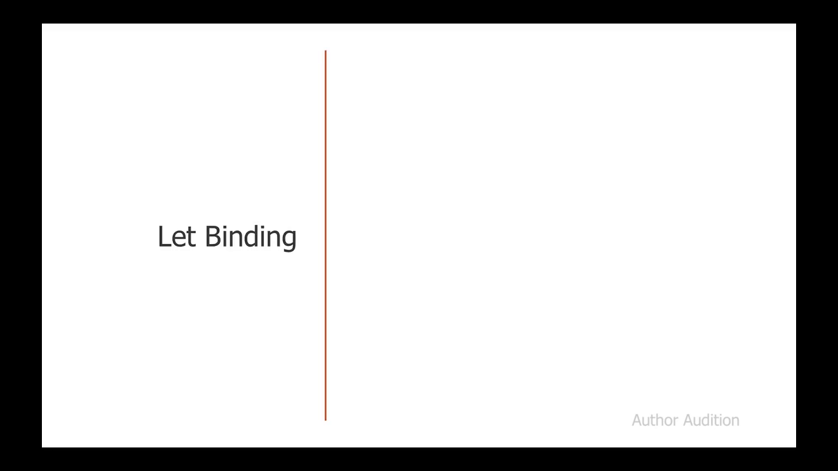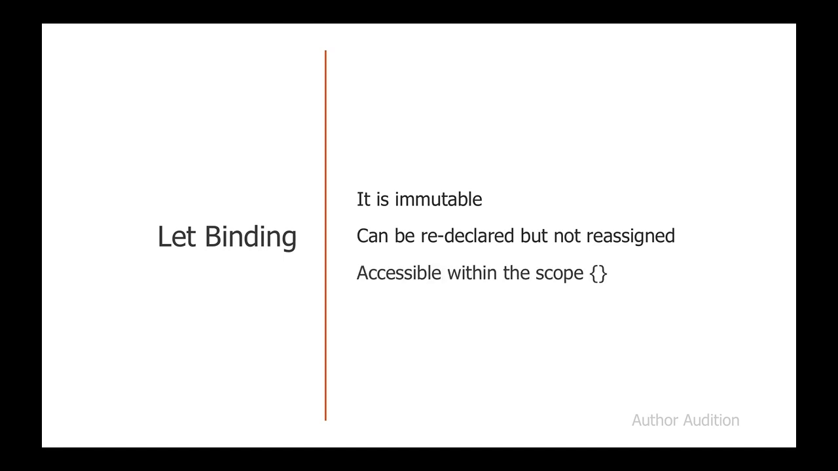Now it's time to understand let binding. Let bindings are immutable by default. They can be redeclared, but they cannot be reassigned, because reassigning can lead to mutation of the state. They are accessible within the scope, be it the scope of a module or the scope of an if-else statement.